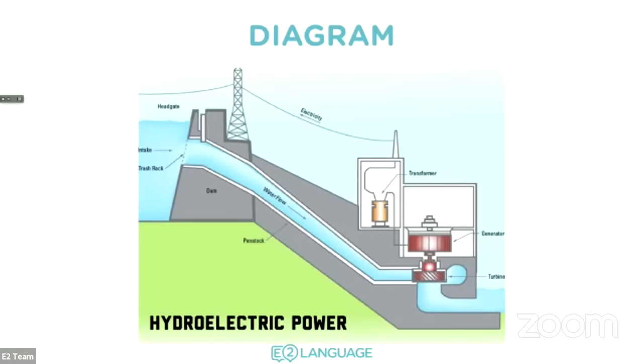This diagram represents how hydroelectric power is generated, showing right from the head gate right through to the generator and the turbine. First of all, water is taken in through the intake and the trash rack, which then flows along the central cavity into the transformer and generator. This spins to create a turbine, which then powers electricity. I have no idea if that's true, by the way, but anyway, your turn.